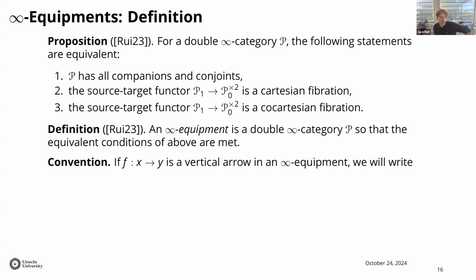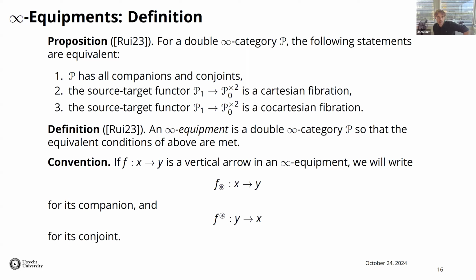So let me introduce some notation. If F is a vertical arrow in an infinity equipment P, we will write F lower star for its companion and F upper star for its conjoint. The conjoint always reverses the direction. That now goes from I to X.